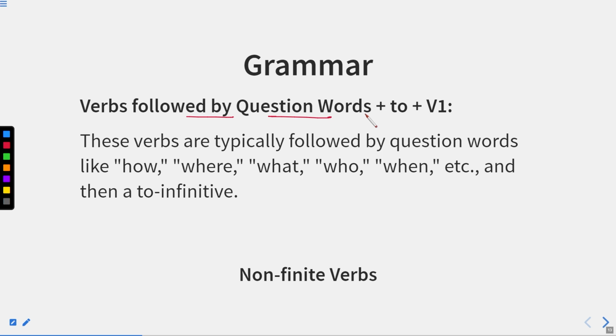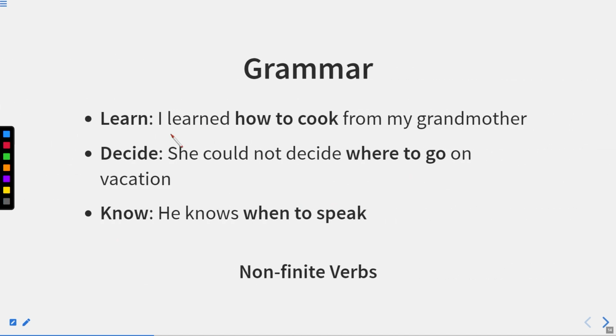Verbs followed by question words, to plus verb 1. So again we have a structure that is question word, that is what, who, whom, when, where, how. Wherever we have the words of the wh family, we also call them question words. It means the words begin with w or h, that is who, what, why, where, when, how. So these are question words because they are used to ask questions. Then to infinitive. Now let us have some sentences.